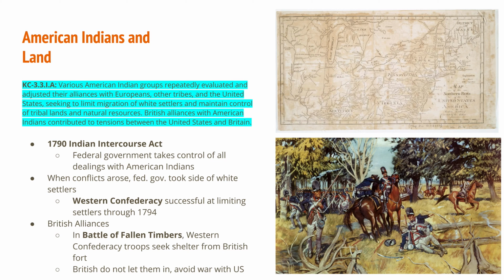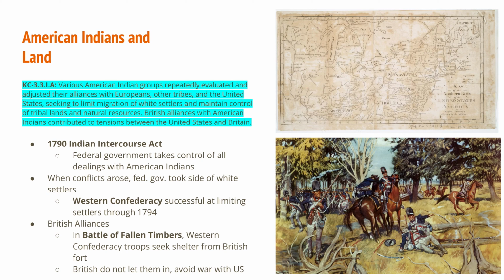So in 1790, Congress passes the Indian Intercourse Act, and that gives the federal government the power to take control of all the dealings with Native Americans in the west of the United States. And up until this point, there are still British outposts in the Great Lakes region, and they are supplying Native Americans with weapons and supplies to continue their fight against encroachment of white settlers.